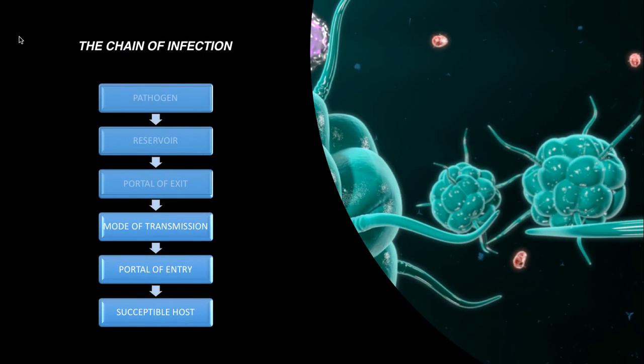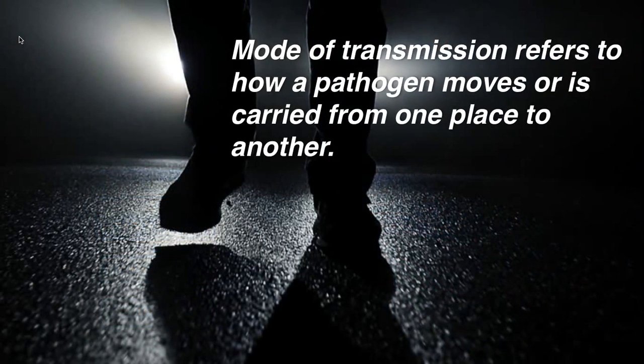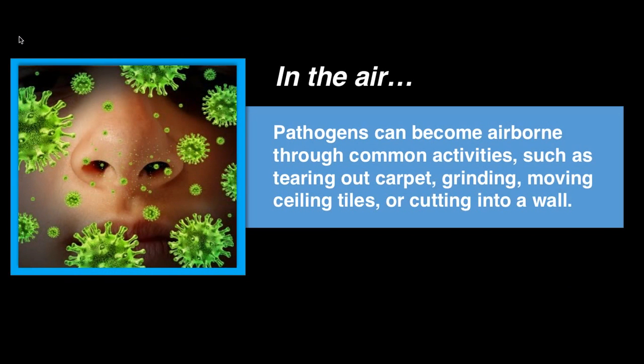Next in the chain of infection is mode of transmission. Mode of transmission refers to how a pathogen moves or is carried from one place to another. Pathogens can become airborne through common activities such as tearing out carpet, grinding, moving ceiling tiles, or cutting into a wall.